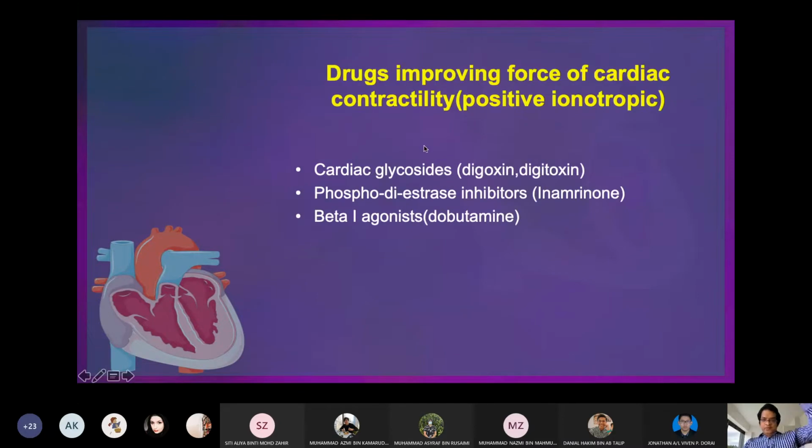So what are the drugs we can use for positive inotropic effect or improve cardiac contractility? Firstly, digoxin and digitoxin. It is being used, I think, 200 years now already. There are other drugs, phosphodiesterase enzyme inhibitors. In this room, is there anybody who can tell me the role of inositol triphosphate? Out of the students here, is there anybody who can tell me the role of IP3?